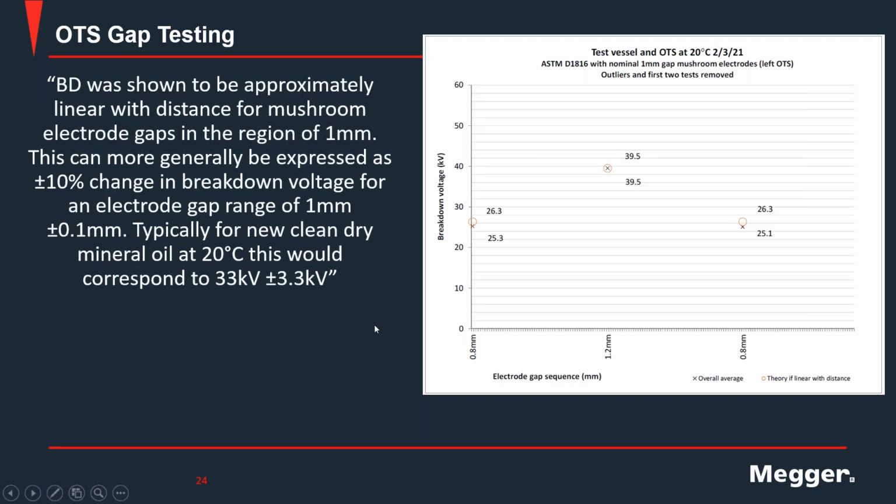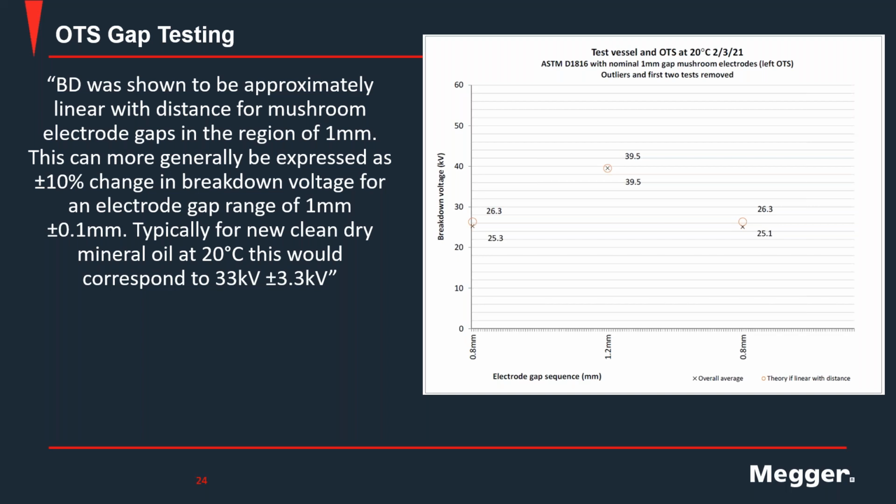So the conclusion from this was that the breakdown, as I've just said, was shown to be approximately linear with the distance. Now, this was with the mushroom electrodes in the region of 1 millimeter, so it went from 0.8 to 1.2. In terms of generally expressing this, it accounts for a plus or minus 10% change in breakdown voltage. So if you were running an ASTM D1816 test with mineral oil at 20 degrees centigrade and you were getting 33 kV, a plus or minus 0.1 millimeter change in your electrode gap would then result in plus or minus 3.3 kV.